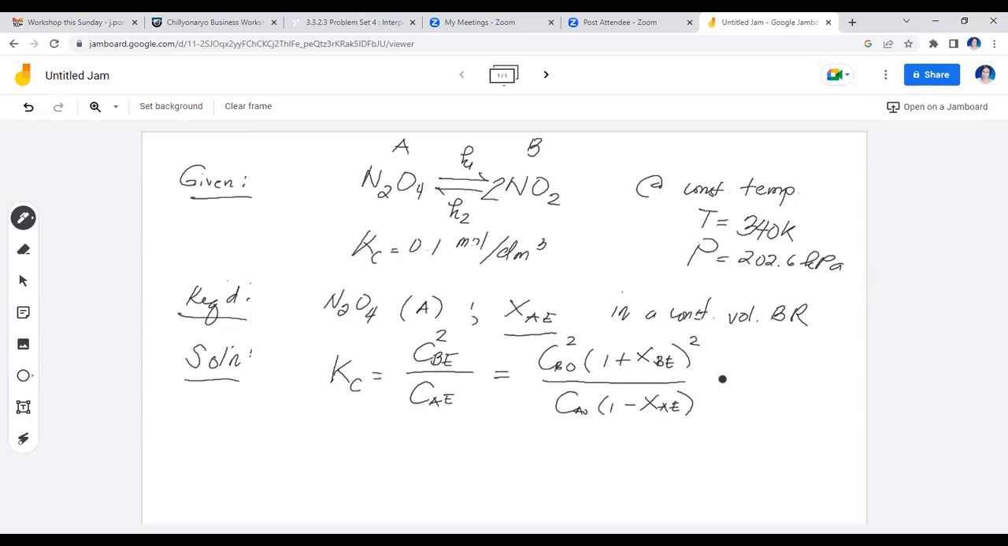Now, we will simplify further that particular formula that we have. So if we have CBO, this will be squared, and we'll have this expanded. So you have 1 plus 2 XBE, the product of this times 2 plus XBE squared. Now we divide it still by CAO, and then we can write here minus CAO XAE. Okay. Now, we'll have the numerator of this particular fraction expanded. So we'll go to the next slide.